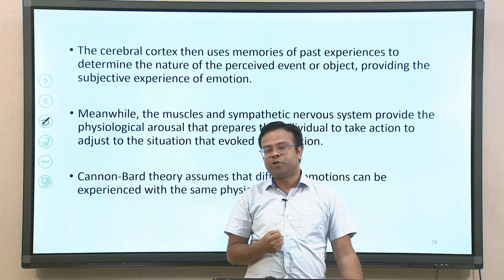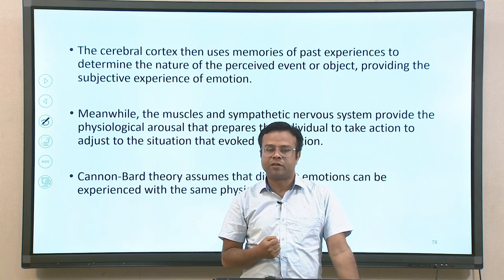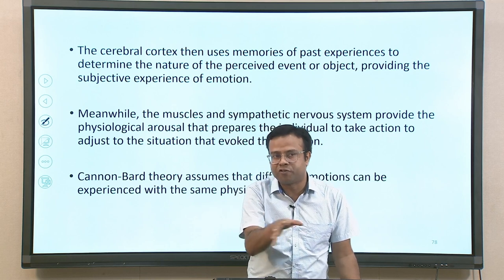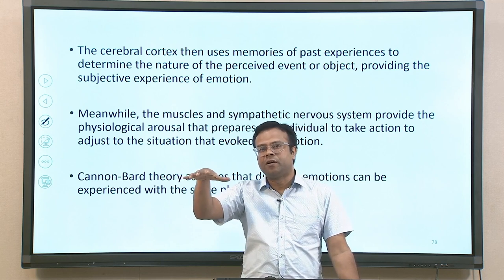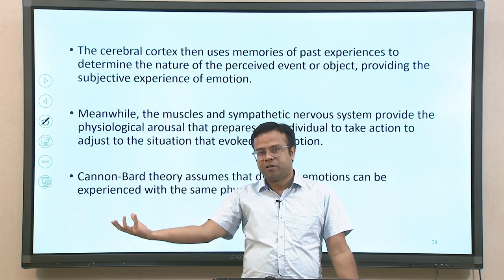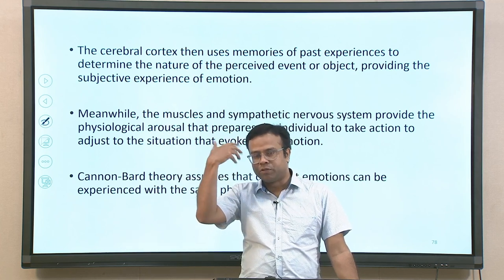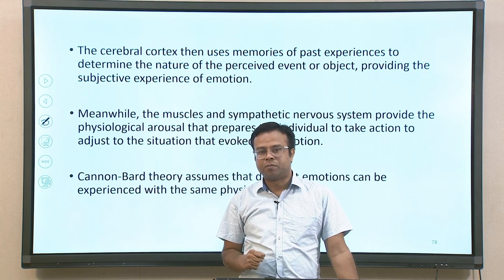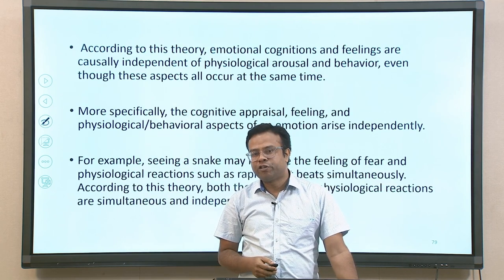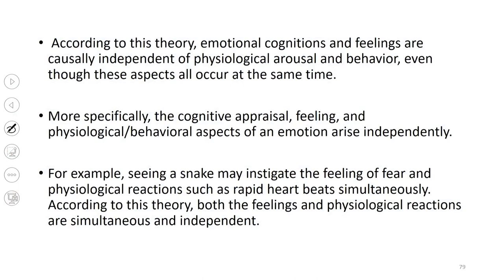The Cannon-Bard theory assumes that different emotions can be experienced with the same physiological arousal. He said that for every emotion there is not a different physiological arousal; the same physiological arousal can lead to different emotions based on how you perceive an event. According to this theory, emotional cognitions, meaning how you think and perceive an event, and feelings are causally independent of physiological arousal. It is not saying that physiological arousal happens and then you interpret it. All these happen independently according to this theory.